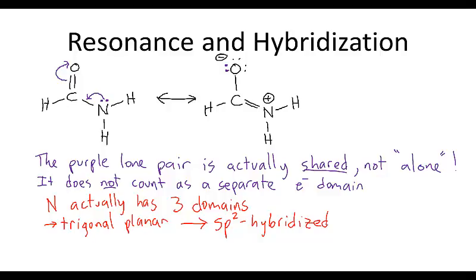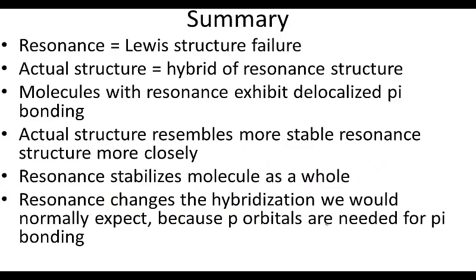So just to quickly summarize, resonance is a failure of Lewis structures. It means a single Lewis structure is just not good enough. The actual structure is a hybrid of resonance structures. Molecules with resonance exhibit delocalized pi bonding, pi bonds that are shared among more than 2 atoms. The actual structure resembles the more stable resonance structure more closely, if one is more stable than the other.